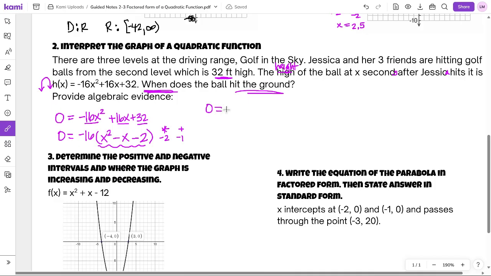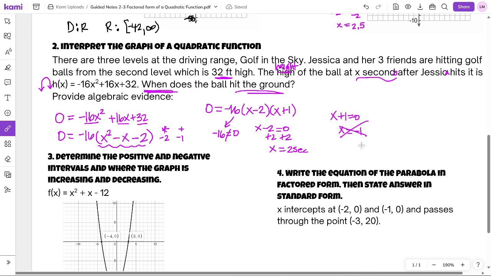So I have 0 equals negative 16, x minus 2, x plus 1, and then I set these 3 factors equal to 0. Negative 16 equals 0 doesn't even make sense. X minus 2 equals 0. I add 2 to both sides, and I get x equals 2. That would be 2 seconds, because it said x seconds. X plus 1 equals 0. X equals negative 1, which would be negative 1 seconds. We are not dealing with time travel, so we don't want the negative time. All right, so that's how you solve that algebraically.